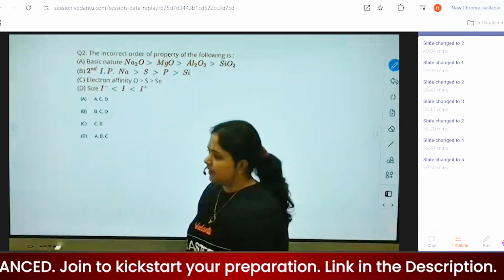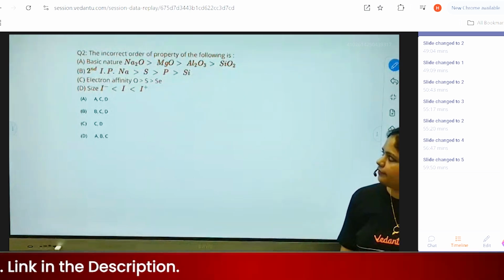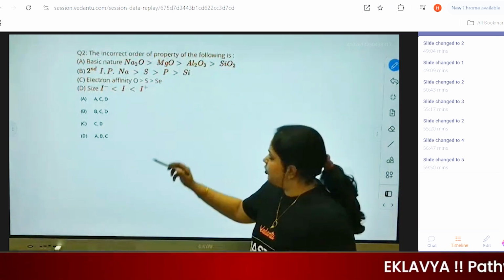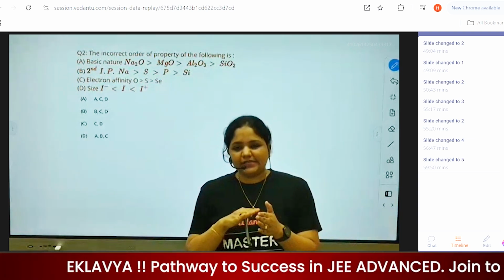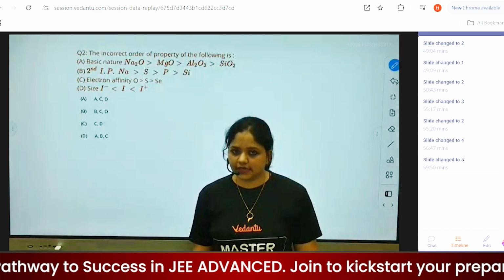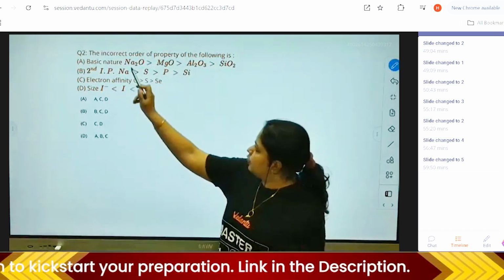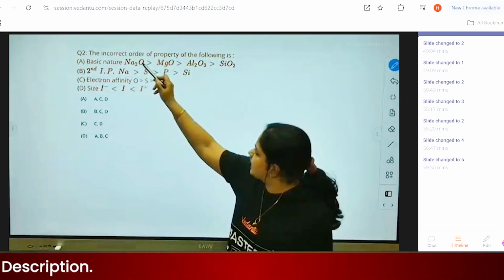Let's do this. The incorrect one. So the incorrect order of property of the following we have to find out. Firstly, basic nature. We know metallic oxides are basic in nature. As the metallic nature decreases, the basic character also decreases. So in this given order, this is more metallic, so its corresponding oxide will be more basic. That is correct. Then this, then.